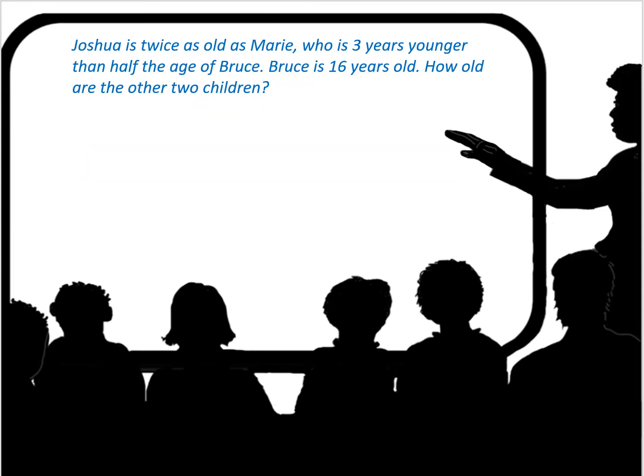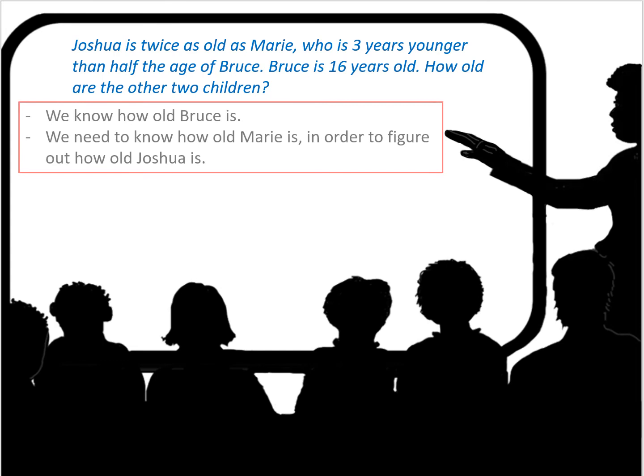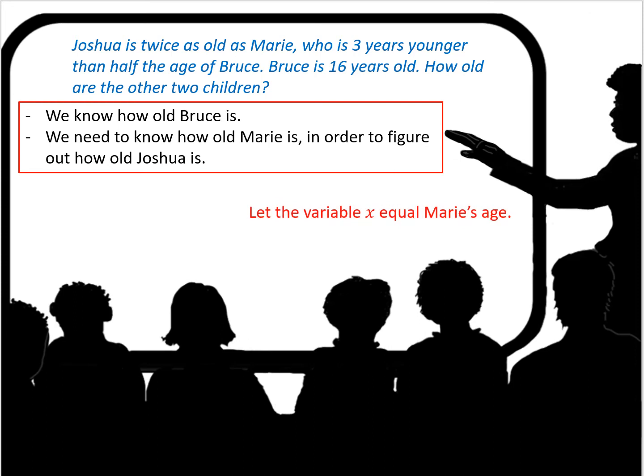Let's look at this problem. Joshua is twice as old as Marie, who is 3 years younger than half the age of Bruce. Bruce is 16 years old. How old are the other 2 children?